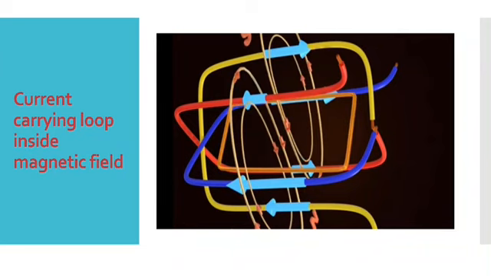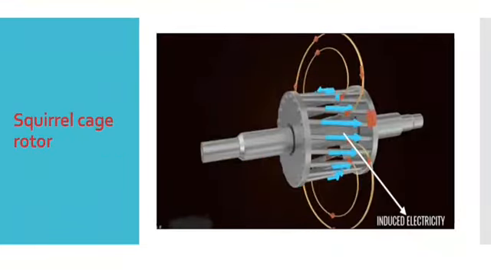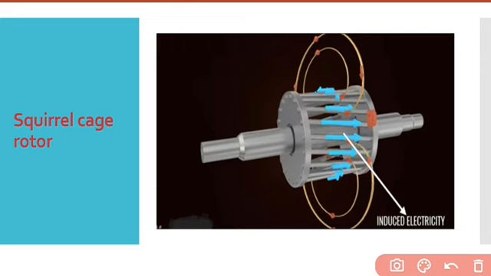Here, instead of a simple loop, a squirrel cage induction rotor is used, so the same principle applies to the induction motor. If this current carrying loop is placed inside the magnetic field, it experiences a force. So instead of this loop, now we place the rotor inside the motor. You can see in the picture the squirrel cage rotor, which has the different bars.